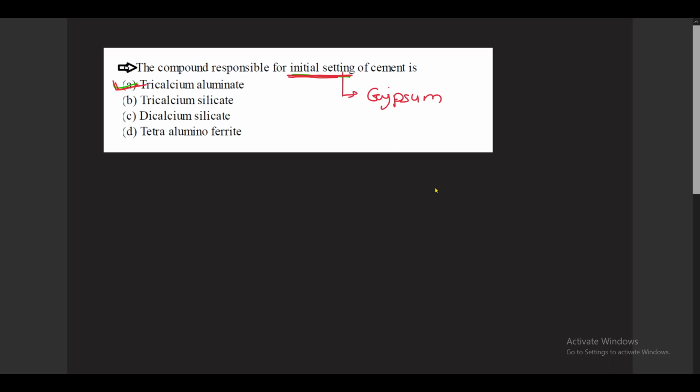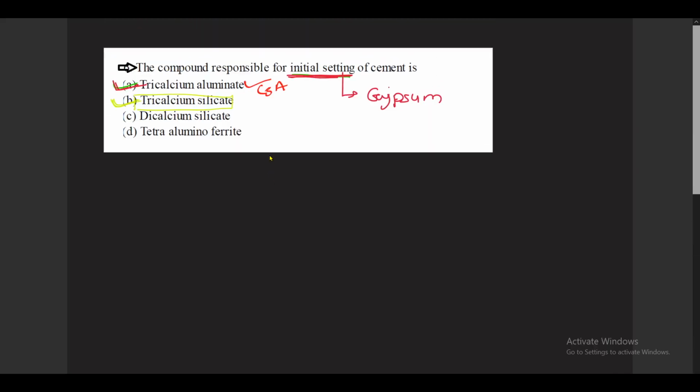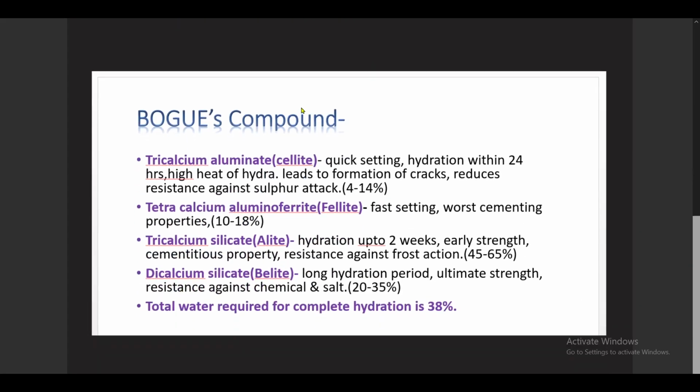If I say initial strength, then the correct option would be the second option, the tricalcium silicate. But here they are asking only about the initial setting, so the correct option is tricalcium aluminate. Now all these compounds are the Bogue's compounds; you all know that. Here again I have noted some important points regarding these Bogue's compounds. One by one we will read them. So what are these points?